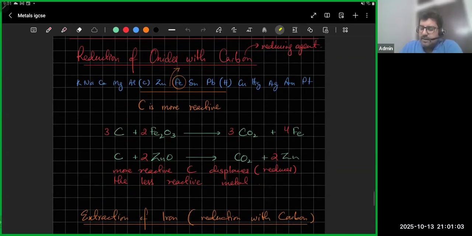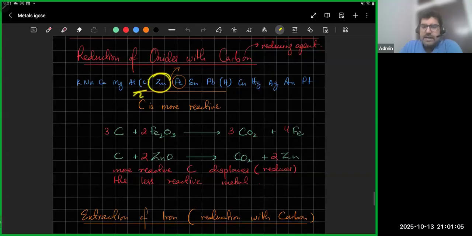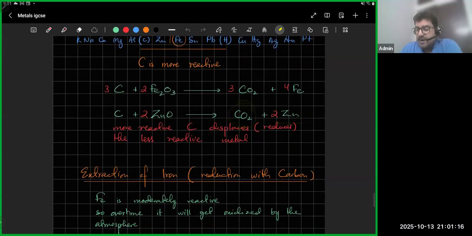The same with zinc as well. Carbon is more reactive than zinc. If you have zinc oxide, carbon can steal the oxygen and form carbon dioxide, and zinc will be produced as a result. So there's going to be a displacement reaction.